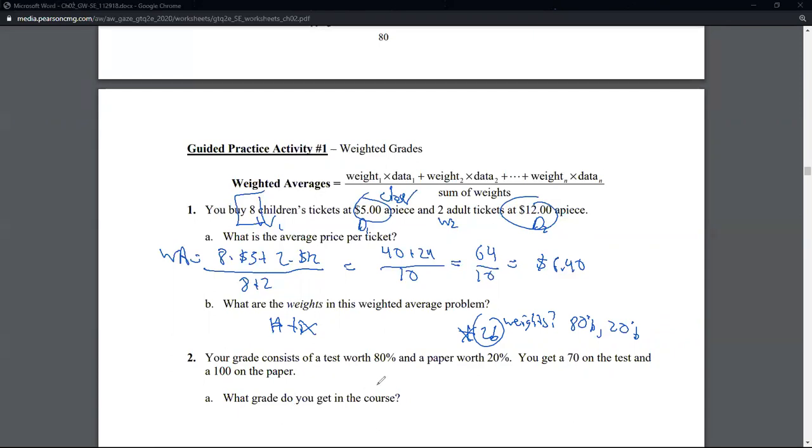All right, so what grade do we get in the course? Well, we got to do the formula, weighted average. So the weights are the 80% and the 20%. We just got to stack the 70 and the 100 with them appropriately. So weight times data plus weight times data, and that's going to be it. There's only 2 categories. The first weight for the test is 80% times its data. We got a 70 on the test, not a 100, a 70. Plus the paper was worth 20%, that's its weight, times the data is what we actually earned, which is 100. Don't forget to divide by the sum of the weights, which was 80% plus 20%.